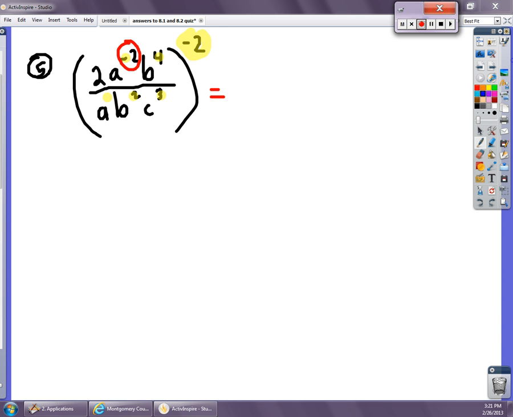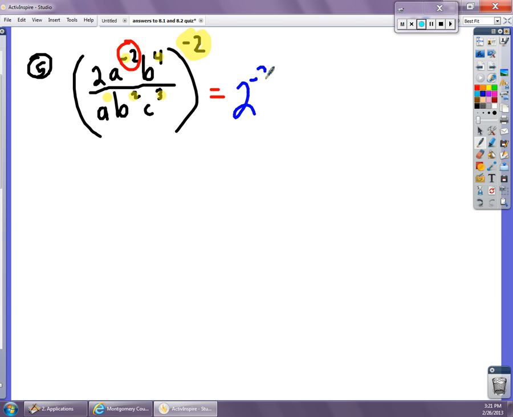All right, guys, next problem. The first thing we're going to do is distribute the -2 to everything. And remember, when you distribute it to the things that already have a power to a power, we're going to multiply. So like a to the -2 to the -2, you do -2 times -2.